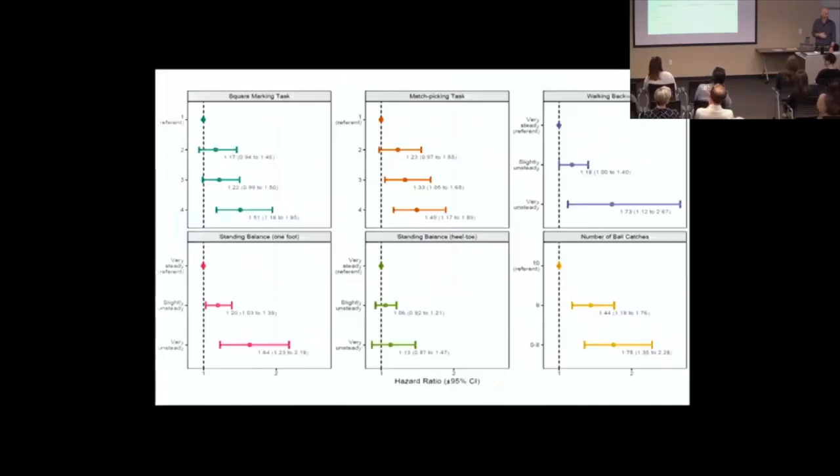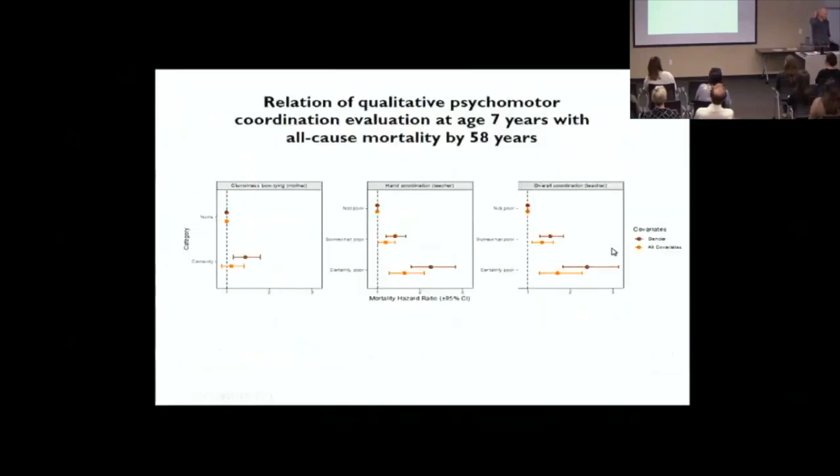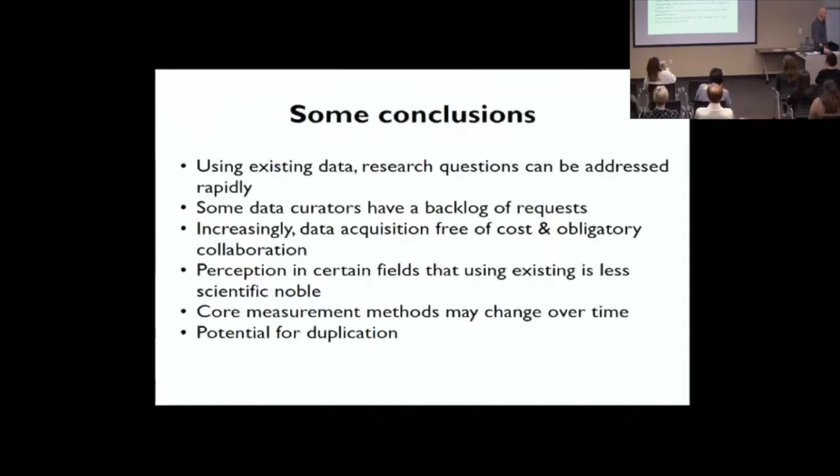And so we've looked at the coordination in relation to mortality experience in this group, and we find effects across all the different tests of coordination, from standing balance to match picking, to number of ball catches. But what actually comes out most strongly is the teachers' and the mother's own qualitative view of how well coordinated the child was. Okay, I'm going to finish now.